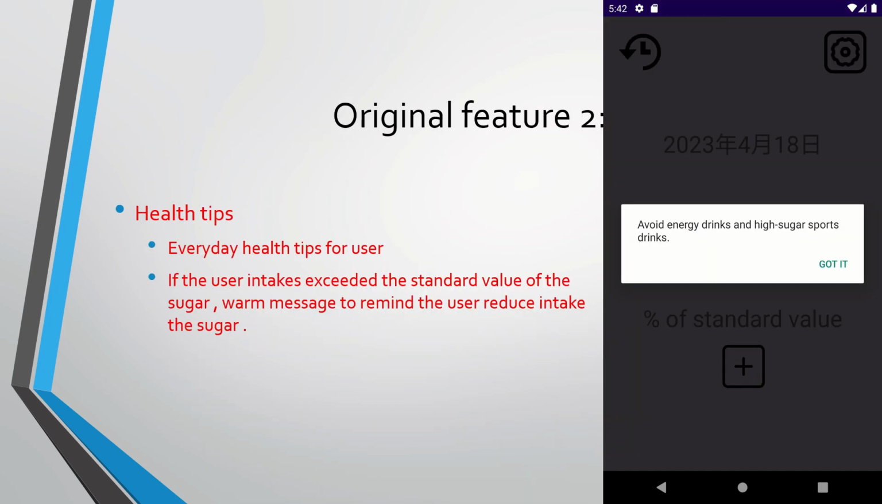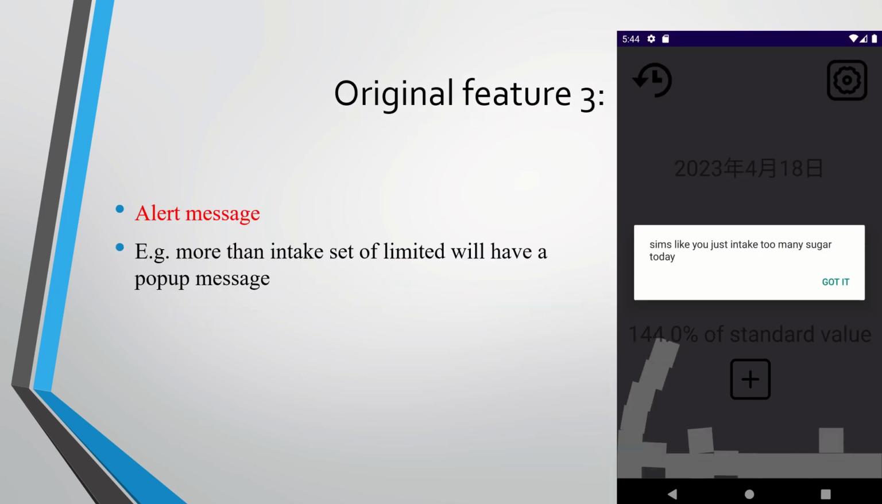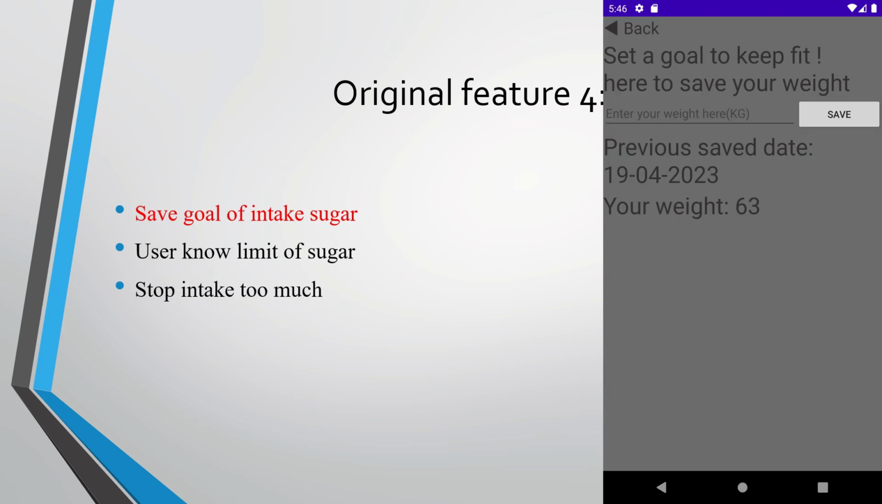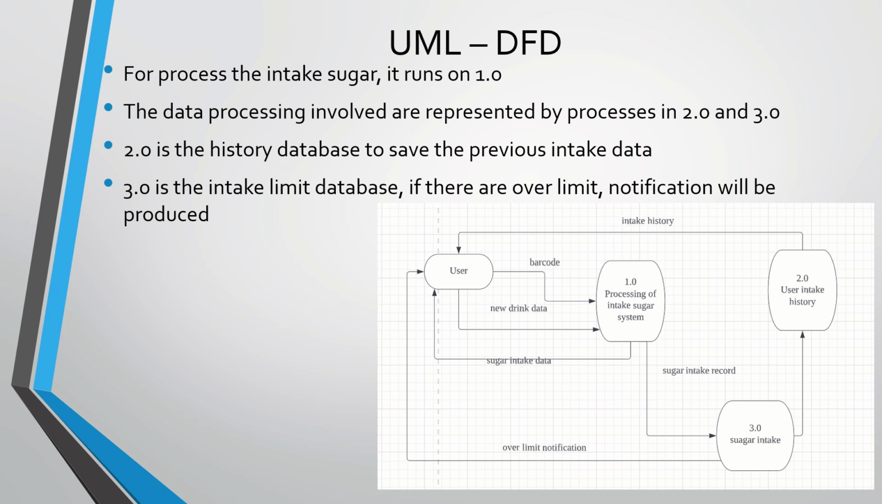We also have health tips to remind the user to reduce their sugar intake. When the user drinks a lot of drinks and the sugar exceeds the set intake limit, we will pop up a message to alert the user. We also have this function for saving the rate of the user and letting the user know about their sugar intake.